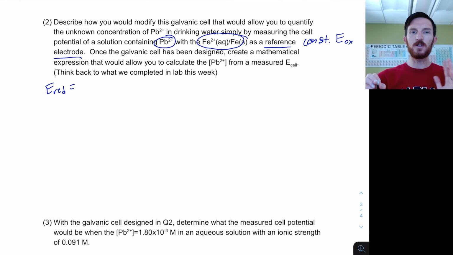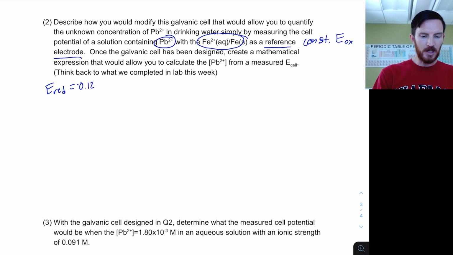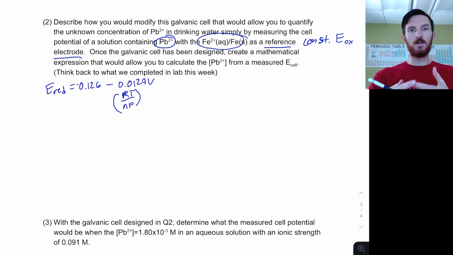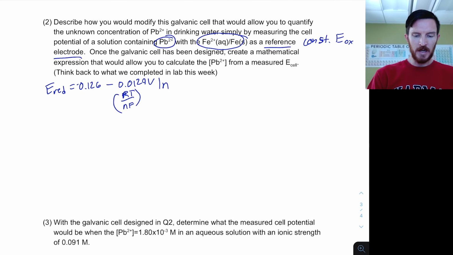So if we just start with that, we know our reduction is going to be our standard reduction potential of lead, negative 0.126, minus our RT over nF. It's the same, 0.0129 volts. Again, this is RT over nF. We're just filling those numbers in with regards to the cells that we've already used, at the temperature we're at, times the natural log of 1 over our lead concentration and our activity coefficient that we'd have here.